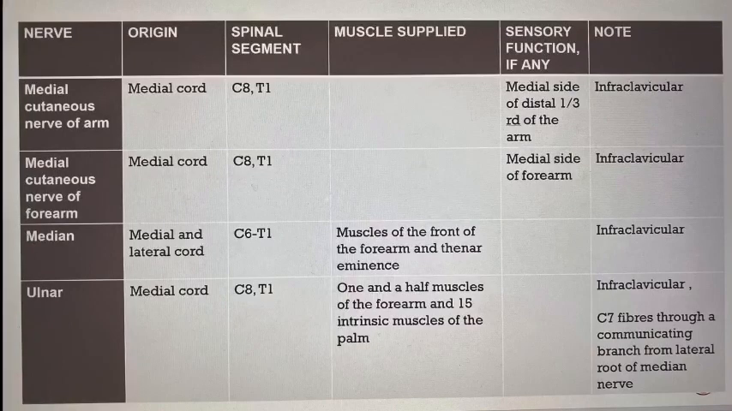Medial cutaneous nerve of the arm. It originates from the medial cord, passes through the axilla where it communicates with the intercostobrachial nerve of T2 and supplies the skin over the medial side of distal 1/3 of the arm.